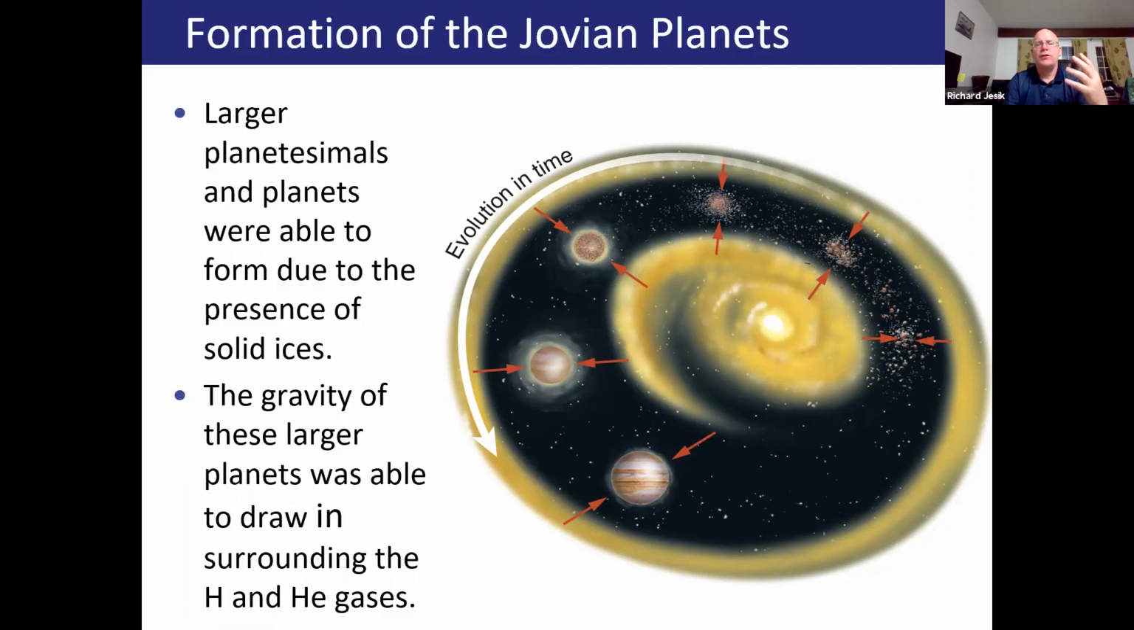Let's go and talk about the Jovian planets for a bit. Jovian planet is another name for the giant planets in the outer solar system.